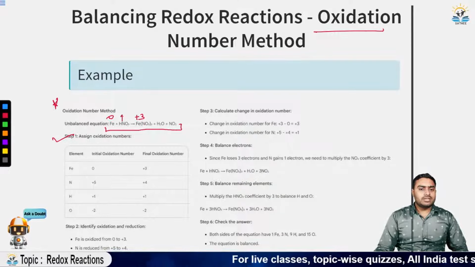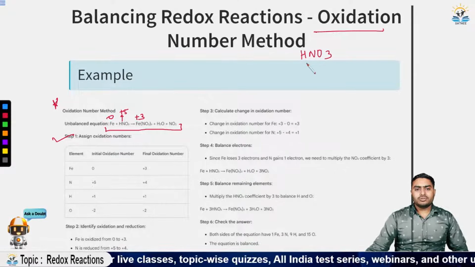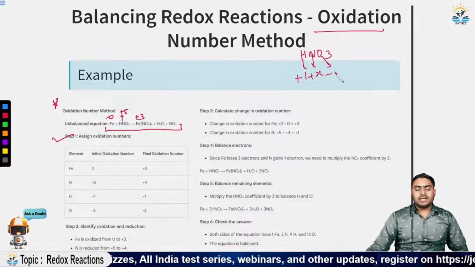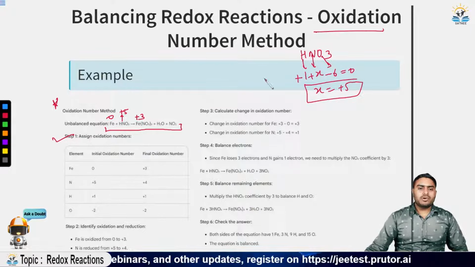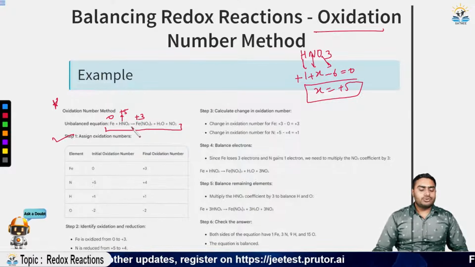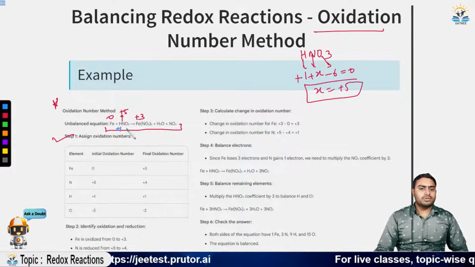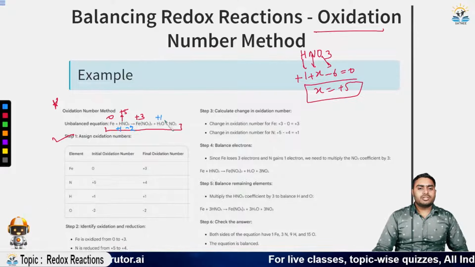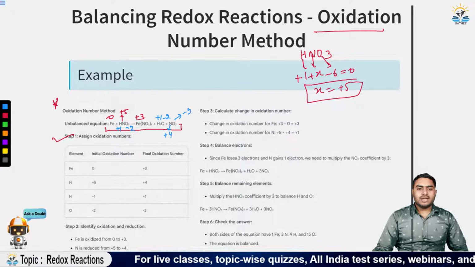For nitrogen in HNO3 it will be +5, because if we assign it, hydrogen is +1, nitrogen is x, oxygen is minus 6, equal to 0. So x will be +5. Then for hydrogen you can assign again +1, oxygen minus 2. For hydrogen it is +1, oxygen minus 2. For nitrogen it is +4 and oxygen minus 2.